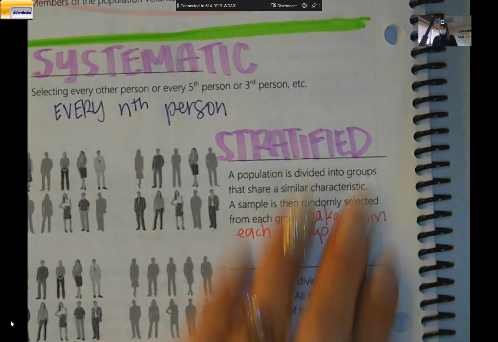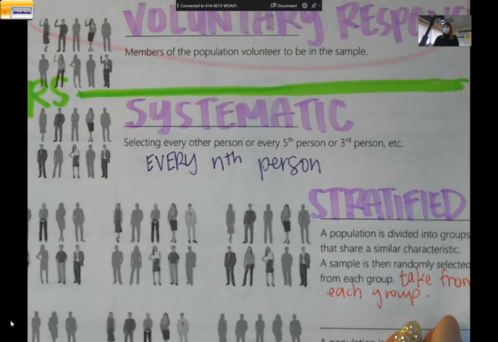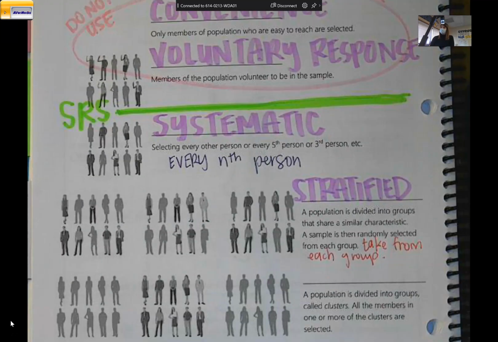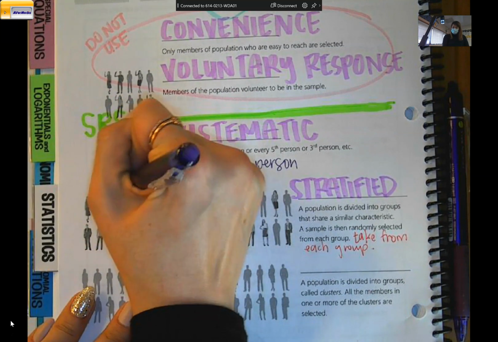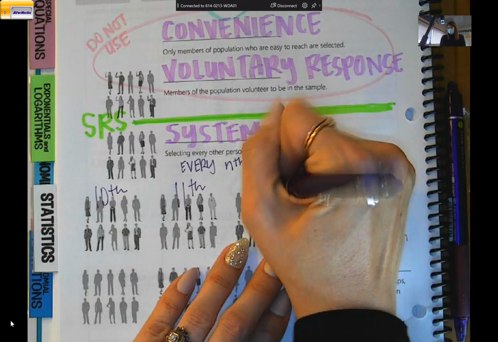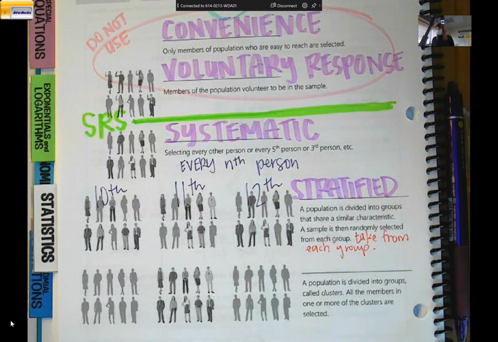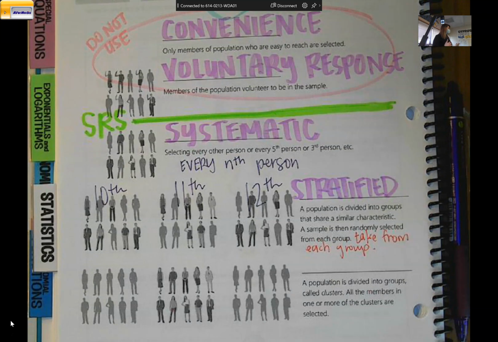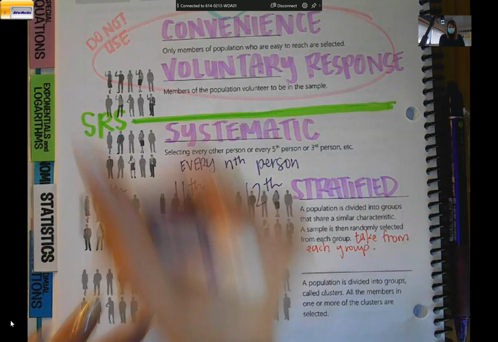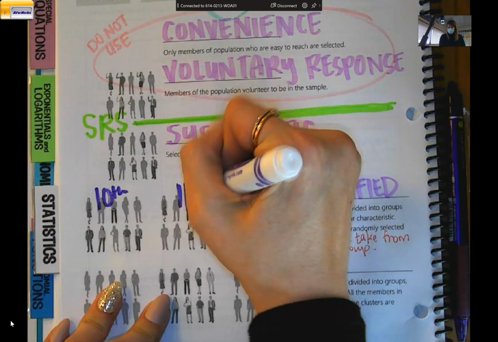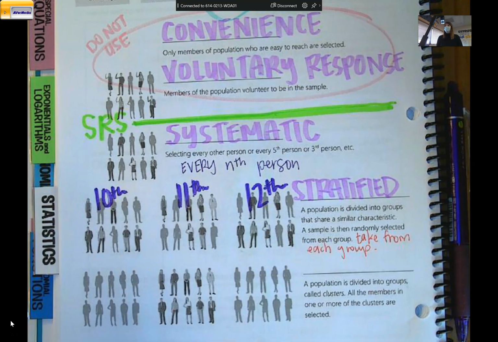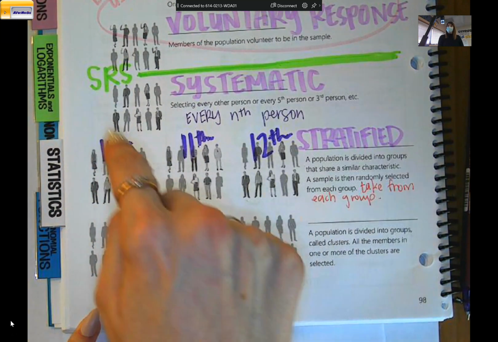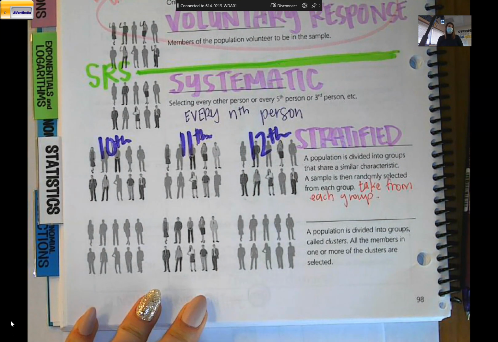So one way that you could split these out, let's pretend like this is kids at a high school. These guys could be 10th graders. This group could be 11th graders. This group could be 12th graders. So each group has something that makes them similar. These are all 10th, 11th, 12th. If you want to have a sample that represents the population, you have to take a few from each grade level. You're okay?